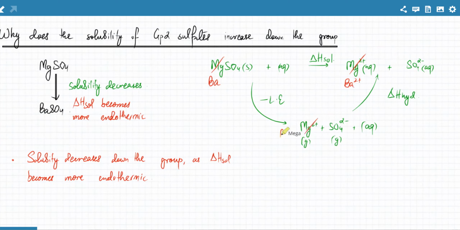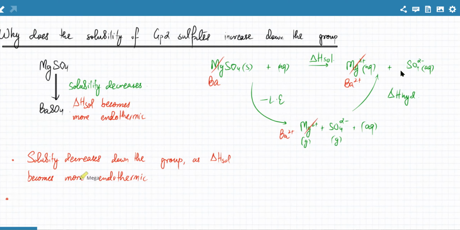So how is the thermocycle, the Hess cycle, affected by that? Now barium is a bigger ion. How would a bigger ion affect the value of the lattice energy and the value of the enthalpy of hydration? Any ideas? Do bigger ions make stronger bonds or weaker bonds?